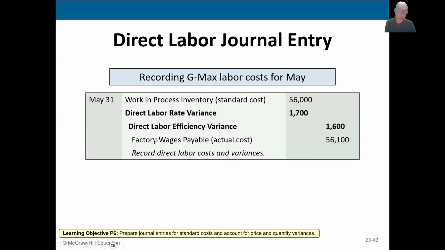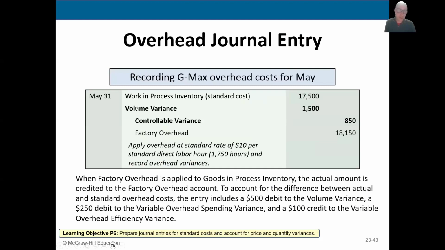This is an example of the direct labor variances. You can see in this case, we had an unfavorable rate variance, but a favorable efficiency variance. And then for the overhead, our volume variance was unfavorable, so we debit, but we had a favorable controllable variance. You see? So those are the type of adjusting entries that we would make.